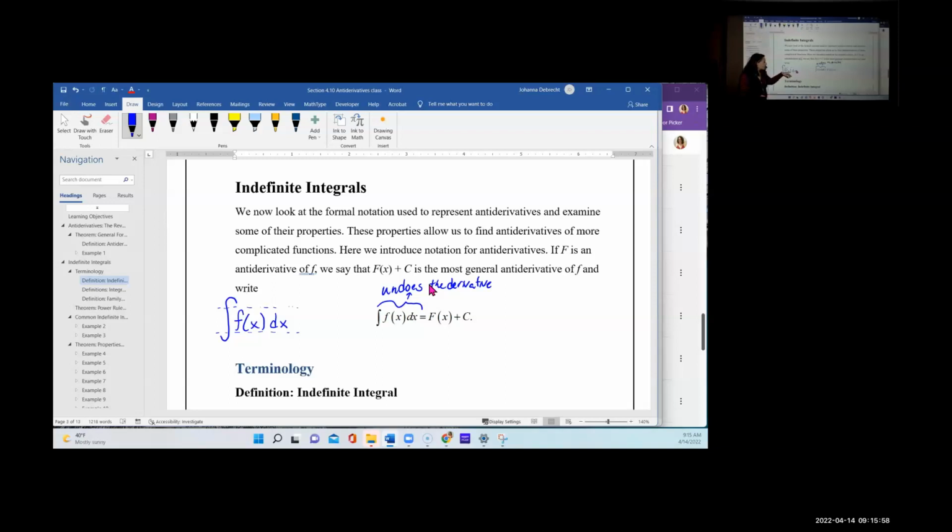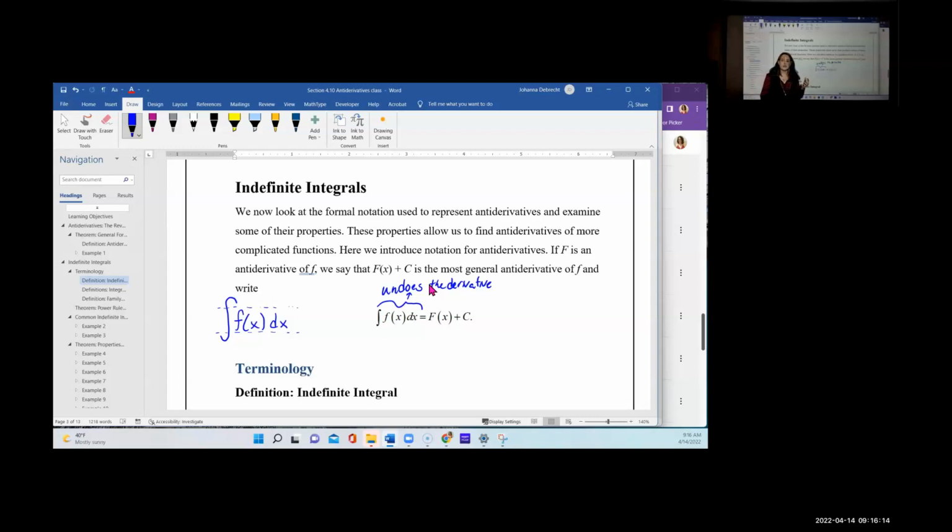So f of x is the function that resulted from having done a derivative. Then there's this tiny little space. It's not a big space. It's probably not even a full space, but there is a bit of space. And then there's the differential dx.